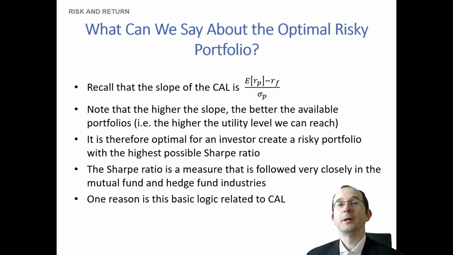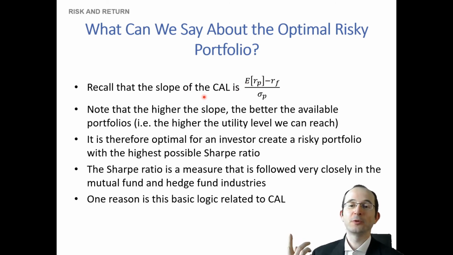So what do we know about the optimally risky portfolio? Well, remember, we talked about how the slope of the capital allocation line is the Sharpe ratio. And the higher the slope, essentially the better the possible portfolios we can construct, right? Because remember, our optimal portfolio is tangent to the capital allocation line. The higher the slope of our capital allocation line, the farther up these indifference curves we can potentially move, the higher one we can find ourselves tangent to.